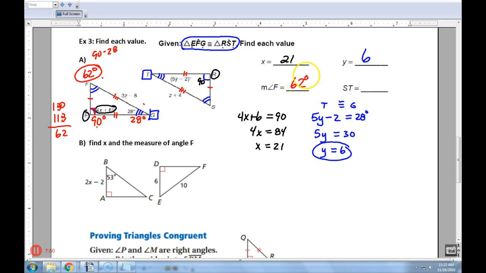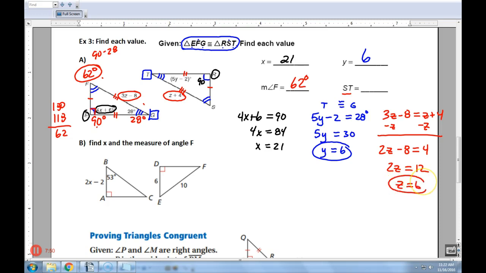And finally, what is the distance of S to T? Well, ST has to match FG. So I'm going to set those two equations equal to each other. 3z subtract 8 has to be equal to z plus 4. And I'm going to get my z's to the left-hand side, so I'm going to subtract 1z from both sides. That gives me 2z subtract 8 equals 4. I'm going to add 8 to both sides. That gives me 12. And then divide both sides by 2. And I find out that z equals 6.